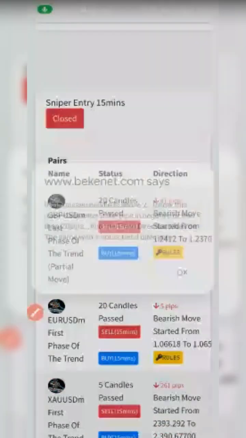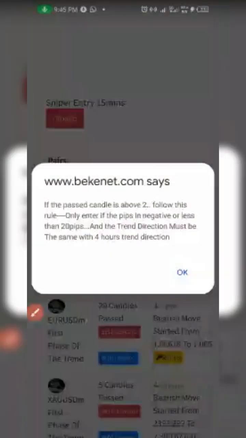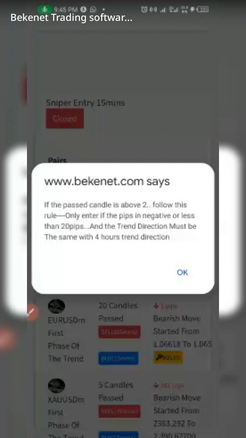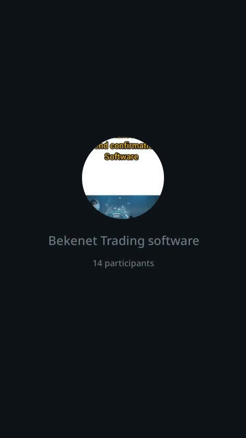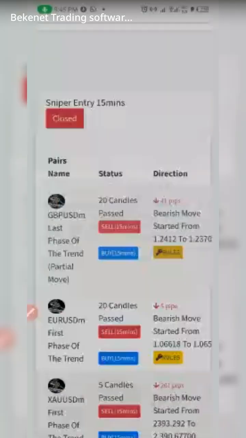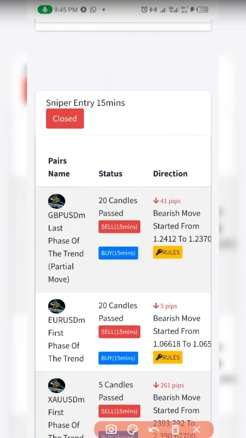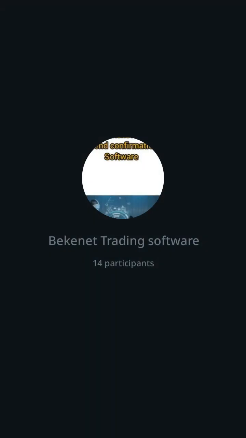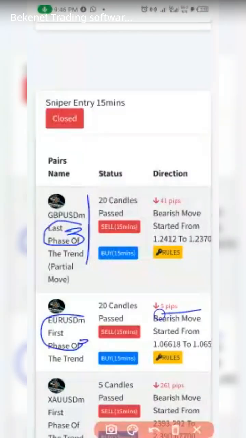Now look at the rules here. Once you click this, it will tell you if the past candle is above 2, follow this rule. Only enter if the pips is on a negative level. Now, what it's trying to say, the normal rule here is that first phase, the only time I'm going to enter GBP USD, if I'm seeing a first phase here, just like this one, is if the higher time frame is on a bearish move. That's the only time I'll enter this pair. If it's on the first phase and one candle, you understand? Or the number of pips is in a negative sign, I can enter.